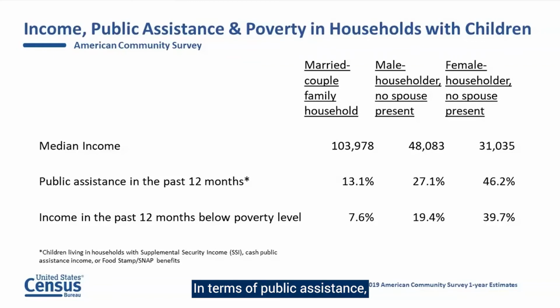In terms of public assistance, 13.1% of married couple families, 27.1% of male householders, and 46.2% of female householders receive public assistance. Lastly, viewing poverty rates by family type, we see that the highest poverty rates are in the female householder families at close to 40%, while the male householders are at 19.4%, they're still over the national rate of 10.5%, and the lowest poverty rate was seen in the married couple family household at 7.6%.